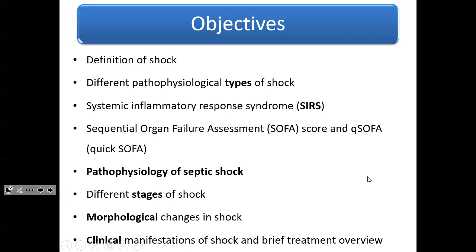Pathophysiology of septic shock, which is the most important at this stage. We'll be spending some time discussing the pathophysiology, and it's really important. Some of the concepts are actually tied in with the following lectures, but inshallah, we will cover it. Different stages of shock. Some of them you would already be knowing. Morphological changes, and then clinical manifestations, and a very brief treatment overview, which is not really part of the block, but just to give you an idea, which we will be covering some parts of in third year and mostly in final year. So what is shock?